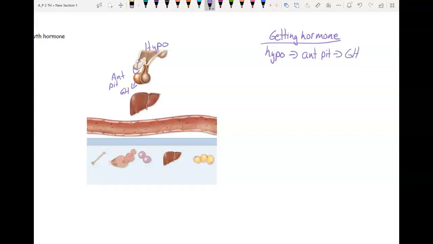Now, growth hormone has a synergistic partner. Remember back in chapter 7, we talked about PTH and calcitriol are synergistic? Same idea here. Remember, synergistic is when 2 hormones are going to work together. The synergistic partner of growth hormone is insulin-like growth factor, which we can abbreviate as IGF. So this stands for insulin-like growth factor.